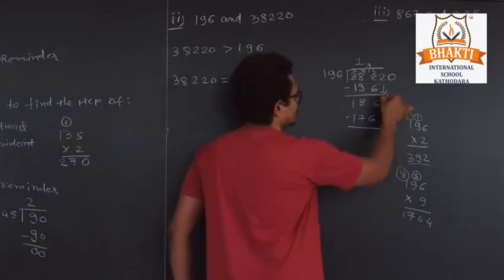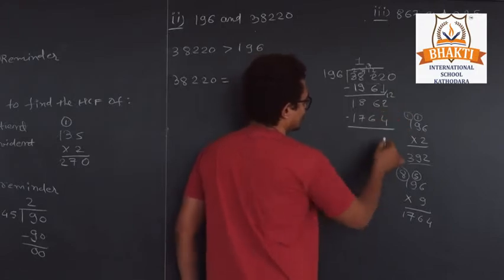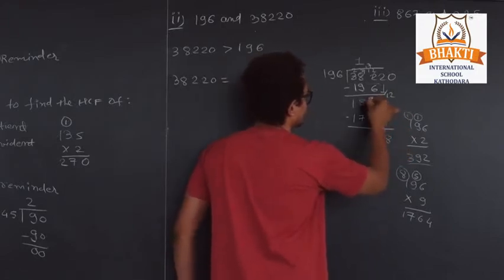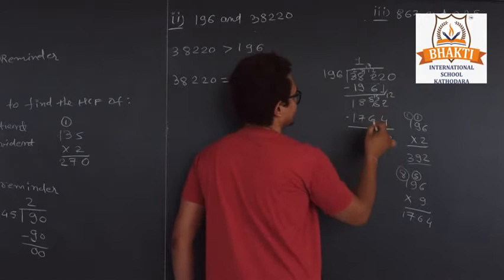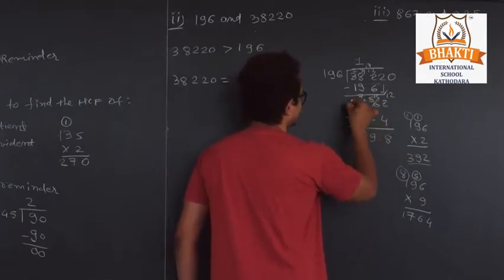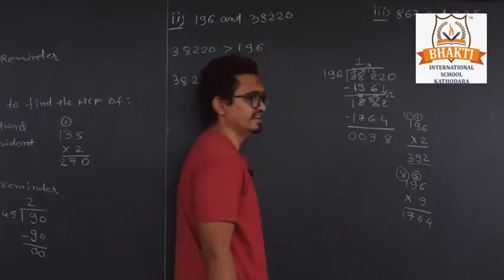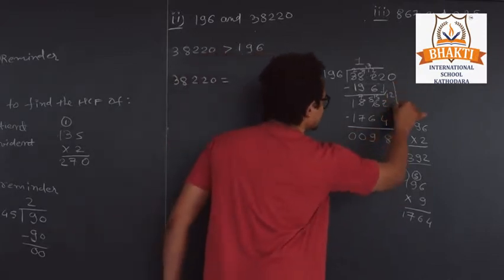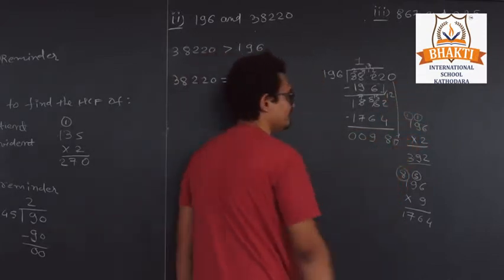So 2, it will be 12. 12 minus 4 is 8. Here we have a 5, so once again 15. 15 minus 6 is 9. Now 7 minus 7 is 0. 1 minus 1 is once again 0. Now the last digit is 0.